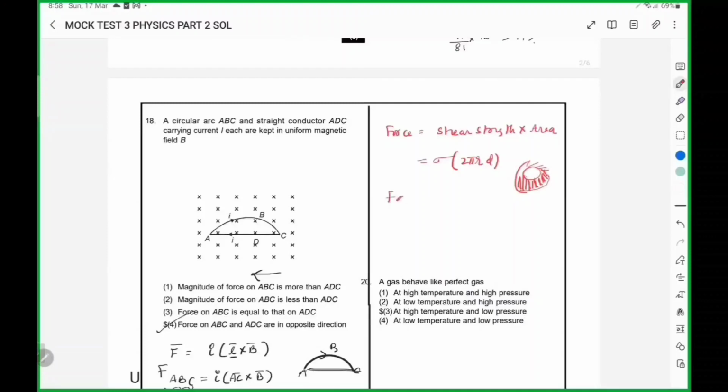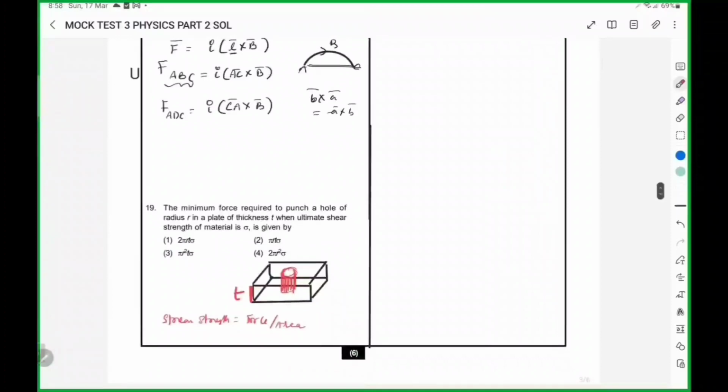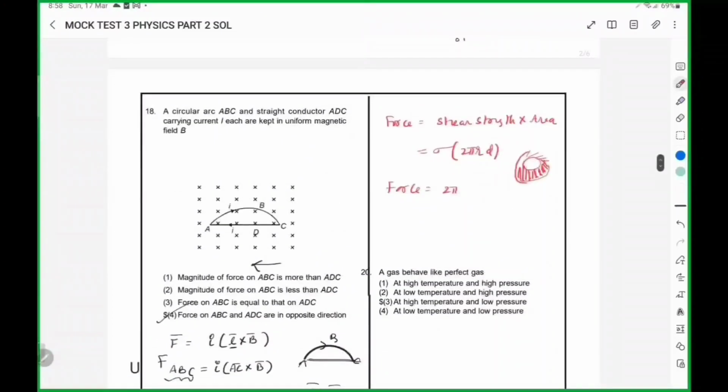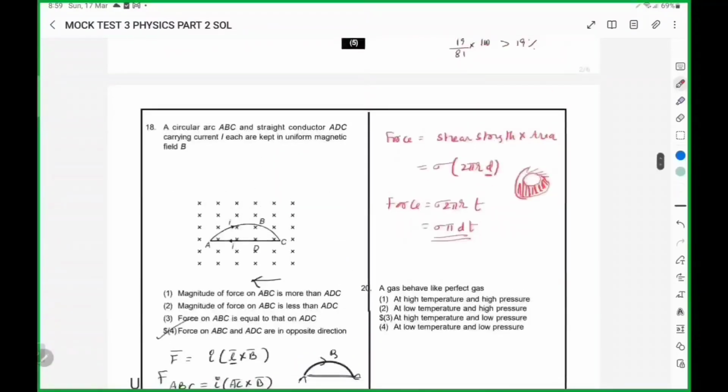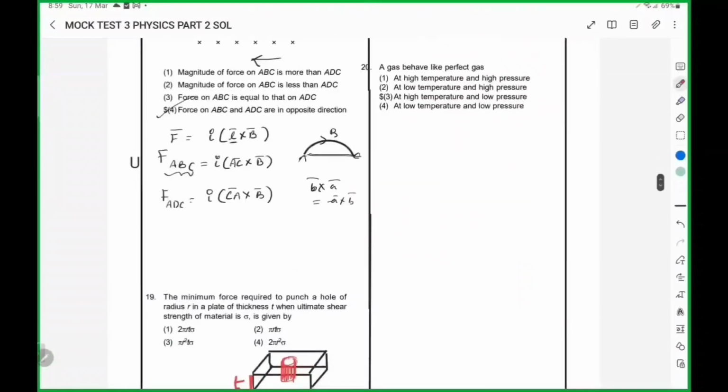So the force will finally be 2 pi r sigma times the thickness t, where this is the surface area. Here d is nothing but the thickness. He gave the question in terms of diameter, so the answer is given in terms of radius. So 2 pi r t sigma is the correct answer.